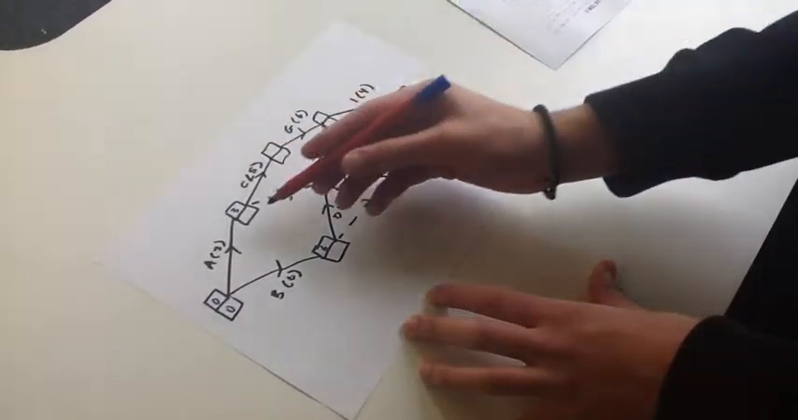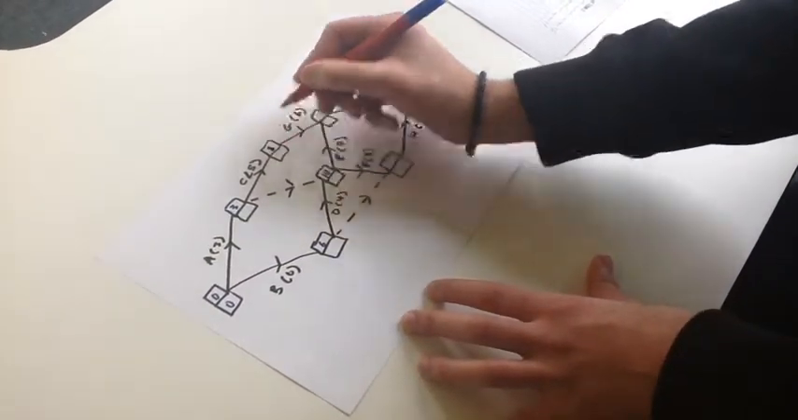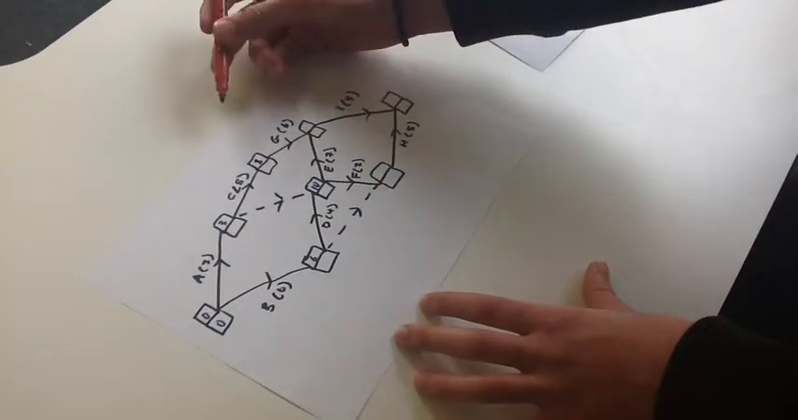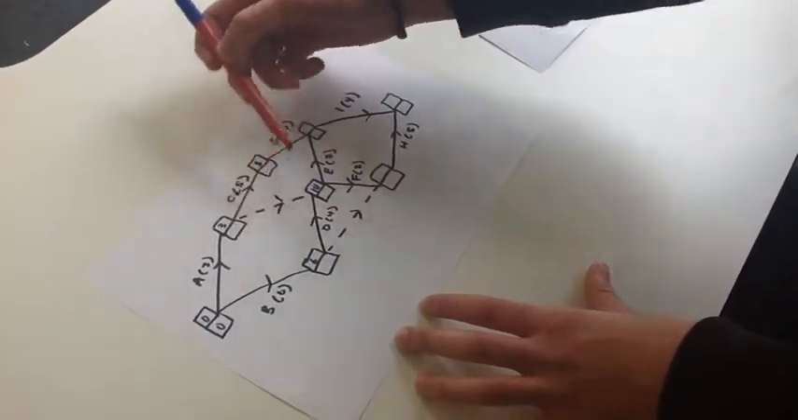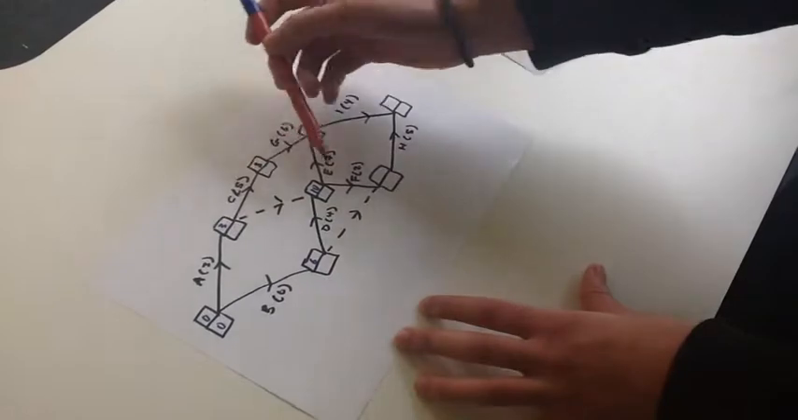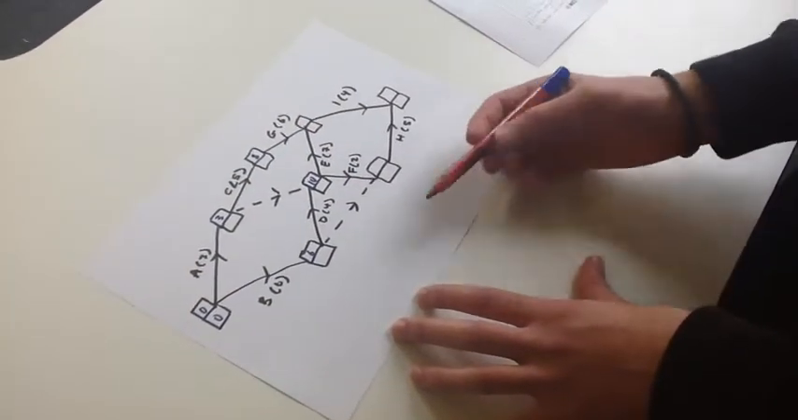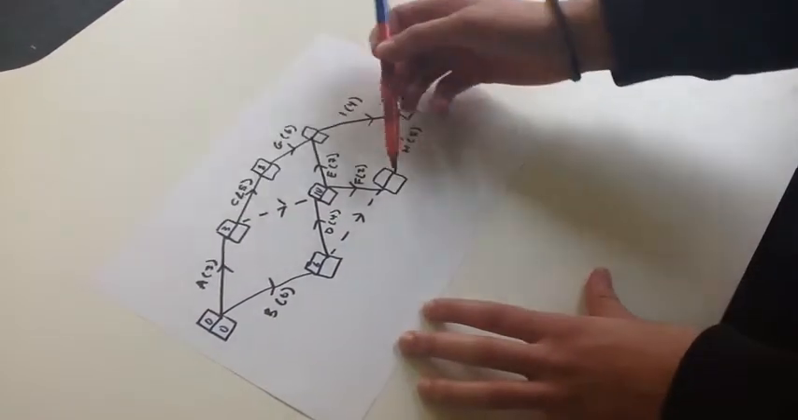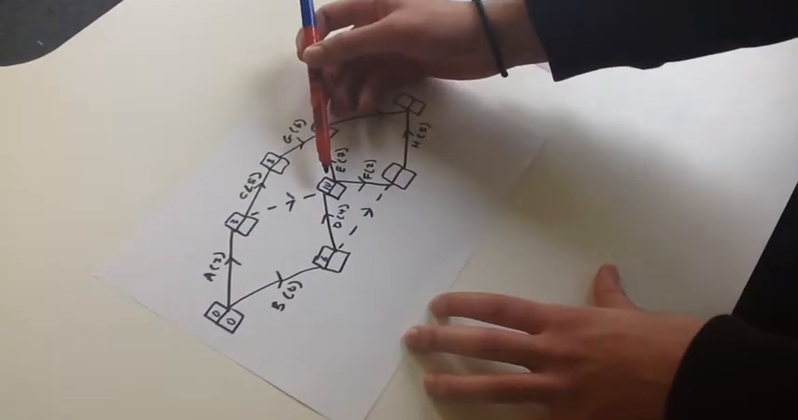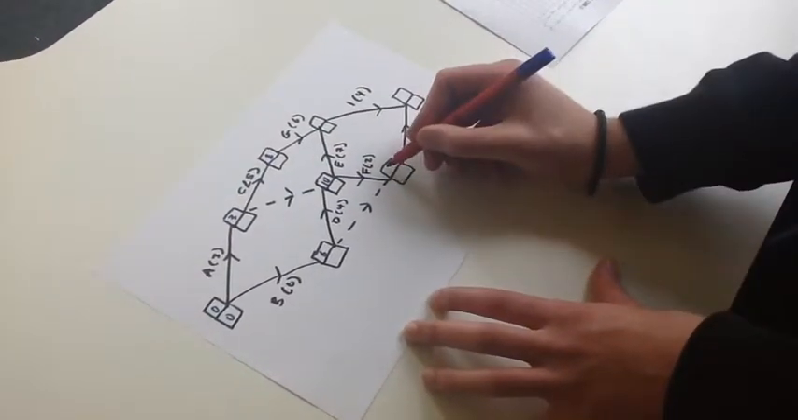For C, it will be 3 plus 5, which is 8. And then these dotted lines here are just dummies, so they don't actually contribute to the time of anything. So then for this box here, it would be 10 plus 2, which is 12.